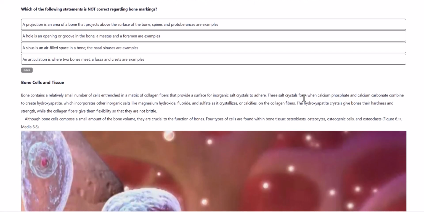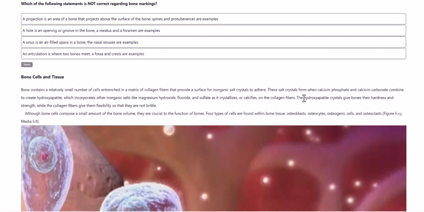It'll be much, much easier for you to learn your bone markings if you have an understanding of what a process is, what a spine is, what a tuberosity is. It'll help you understand what you're looking for and give you a much better understanding. You're not just memorizing these 60 or 70 bone markings.